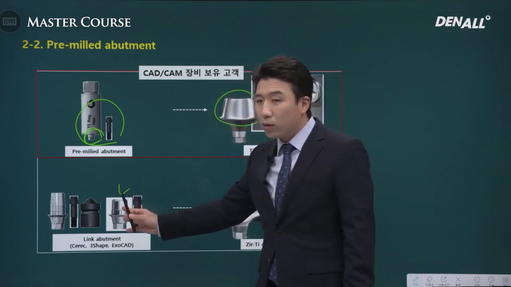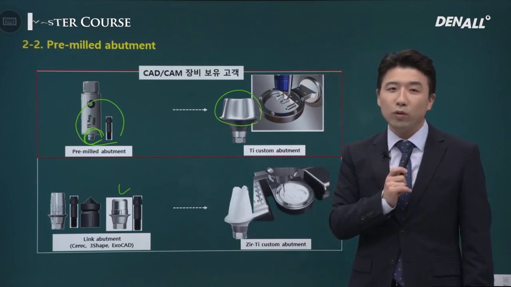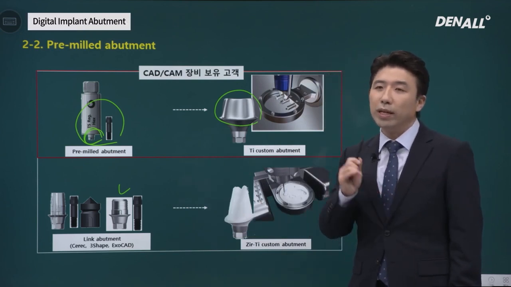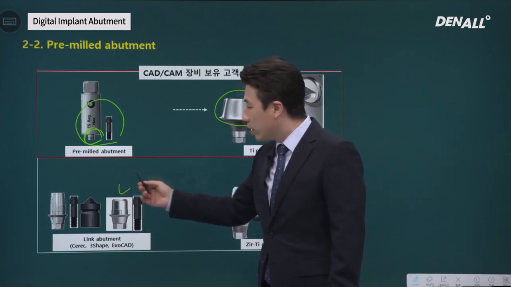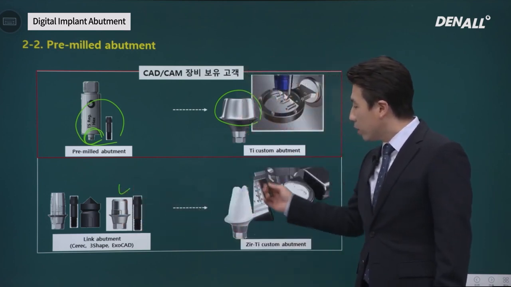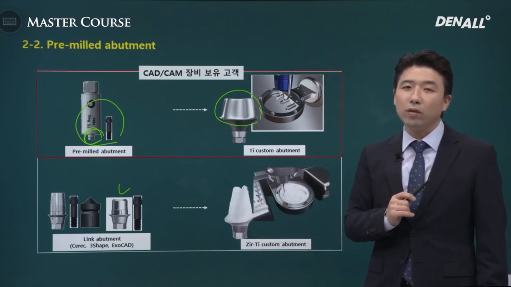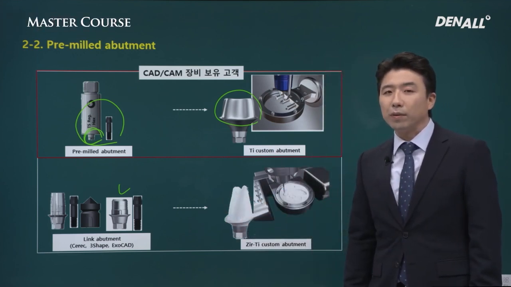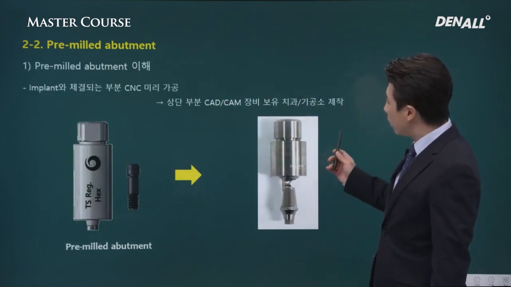Link abutment can be used here. As for link abutment, a library can be utilized. This is a huge benefit in designing using CAD software. You pull the data from the library, and if you design this area, through the cementation process, a hybrid abutment can be fabricated.